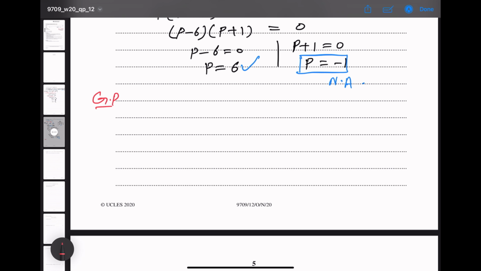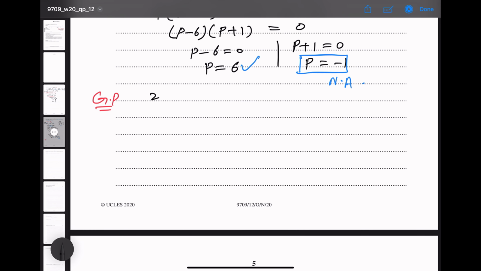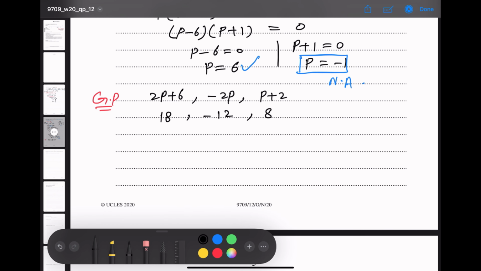Now we have the GP that becomes 2p plus 6, second term is minus 2p, third term is p plus 2. Putting the value of p, the first term becomes 18, by putting the value of p that is 6, 18 minus 12, 8. Now these are the three consecutive terms. From here, A will be equal to this. This is the first term.